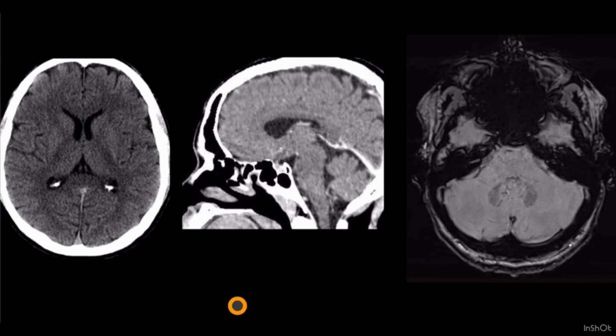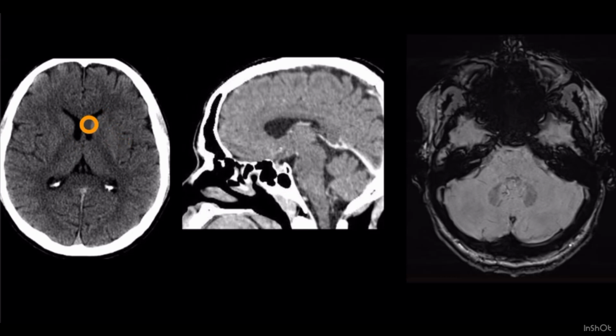Today we will do a very short and basic talk on hypertensive bleed inside the brain. First, focus on the three images, which show the three most common sites for hypertensive bleed.